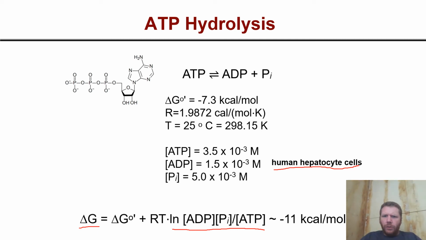So if you compare that, at non-standard conditions it was negative 7.3 kilocalories per mole. Then, given the concentrations of our reactant and our products in the cell, that actually makes this reaction more favorable. It goes from negative 7.3 kilocalories per mole under non-standard conditions to negative 11 kilocalories per mole. So this reaction is arguably more favorable in a human hepatocyte.